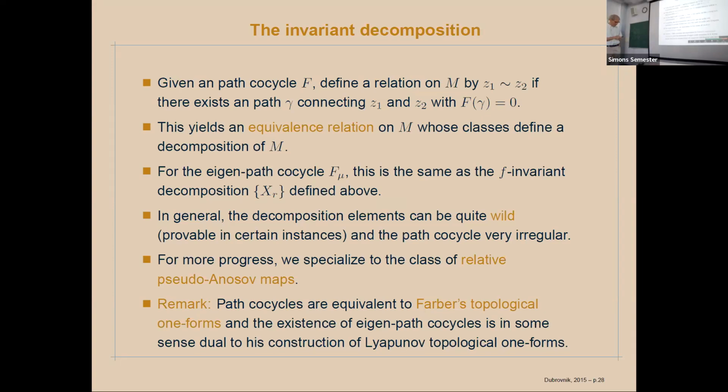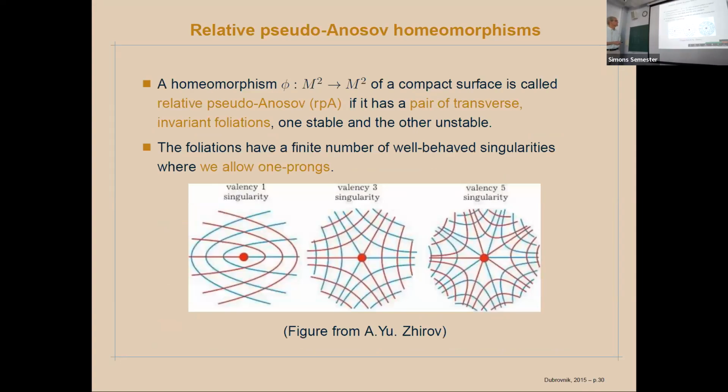Okay, so let me define pseudo-Anosov maps and then we'll see. I've talked about these before. Many of you know what these are. Just briefly, a homeomorphism of a compact surface is pseudo-Anosov if it has a pair of invariant foliations. The foliations have singularities, stable and unstable.